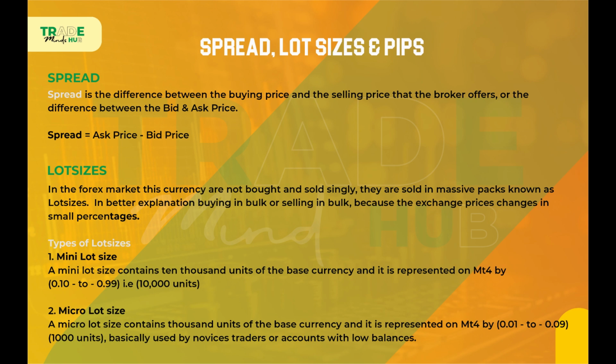So if 0.01 in MT4 and MT5 represents 1,000 units, that means if it executes using 0.01 in our trading platform, we're buying the base currency with 1,000 units. So that is our volume. 1,000 is our volume. So if you use 0.02, it means it's 2,000. 0.03, 3,000. 0.04, 4,000. 0.05, 5,000. Till 0.09, which is now 9,000 units.